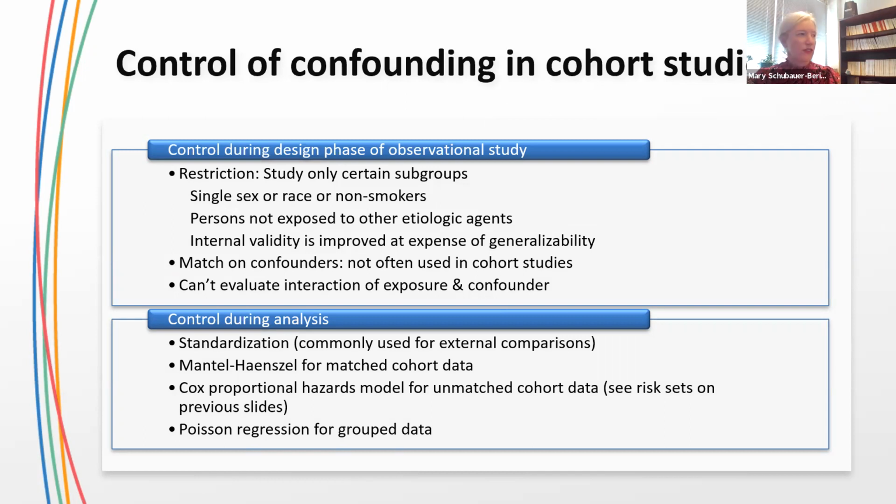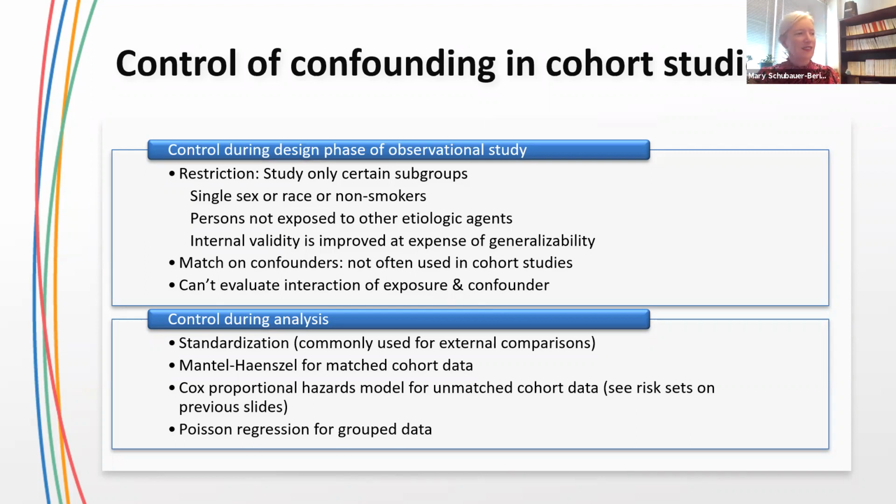How do we control for confounding? There are many different ways to do it. You could control during the design phase, as you could for any type of study. In restriction, we study only certain subgroups. For example, just men or just women. You could exclude certain race or ethnicity groups. You could restrict your study to only non-smokers to tightly control for smoking. You could also identify persons who are not exposed to other potential confounders, that is, other risk factors for the outcome of interest.